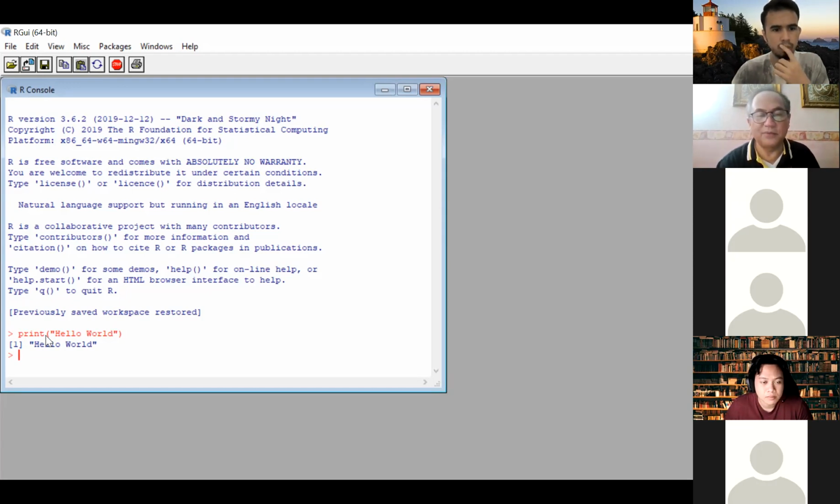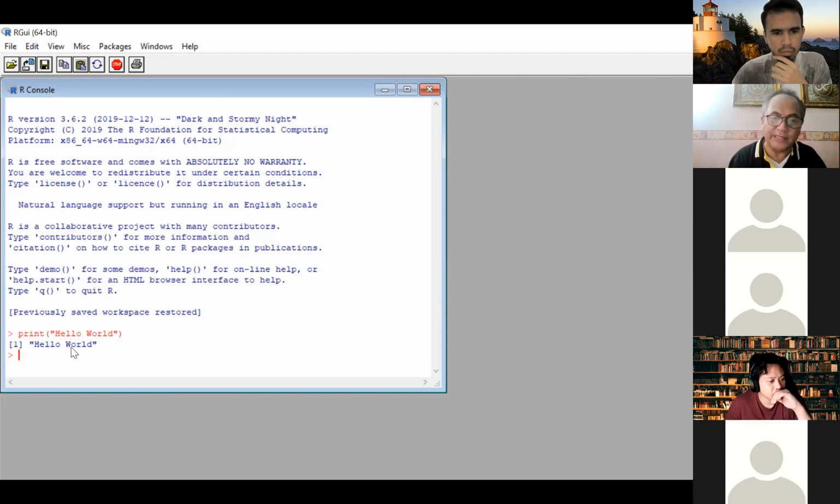Now you want to create an object, you want to create a variable. We call the variable hello string. This is asking the computer to print hello world. It will print hello world here.